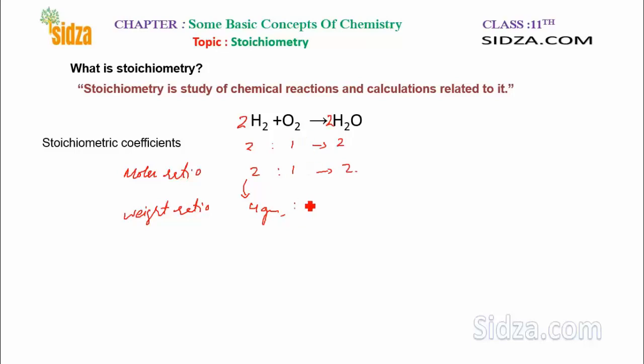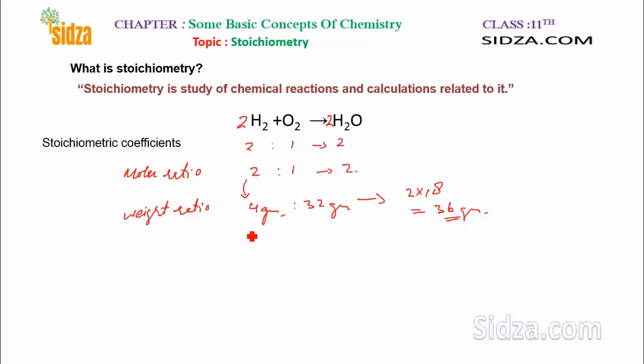And 1 mole of O2 is 32 grams because that is the molar mass of O2. And what do we get? We get 2 moles of water. Water, 1 molecule has a molar mass of 18, and 2 moles will be 2 times 18. That means we get 36 grams of water. So 4 grams of hydrogen react with 32 grams of oxygen and you get 36 grams of water.